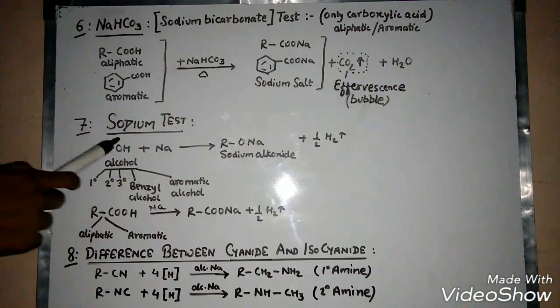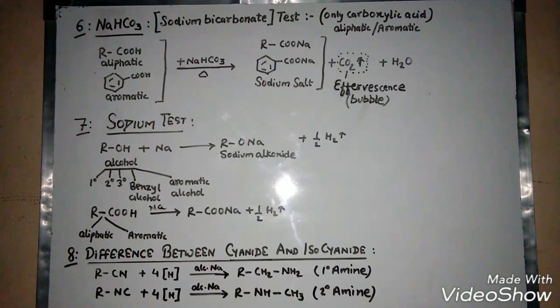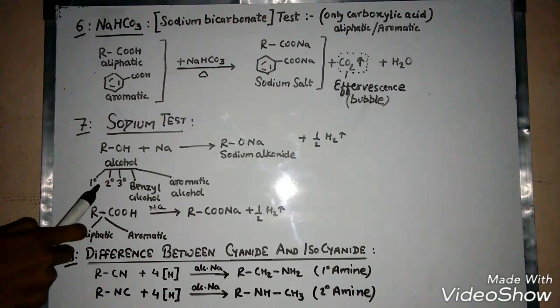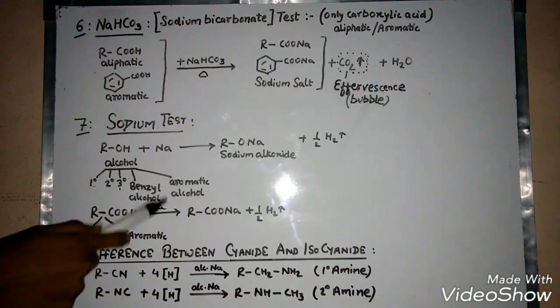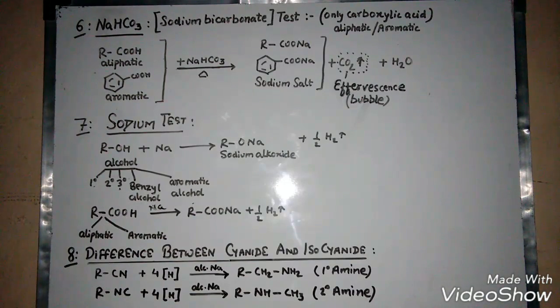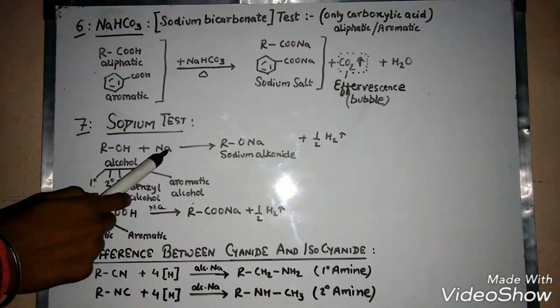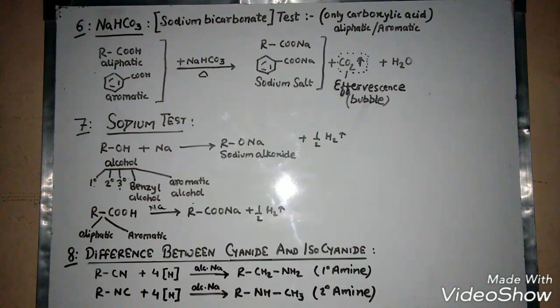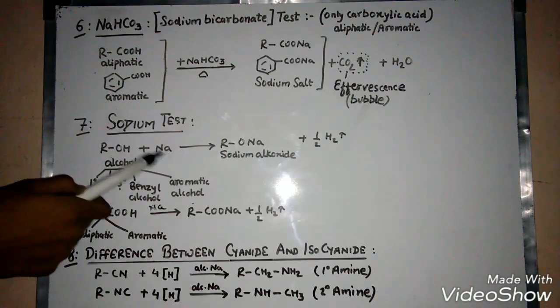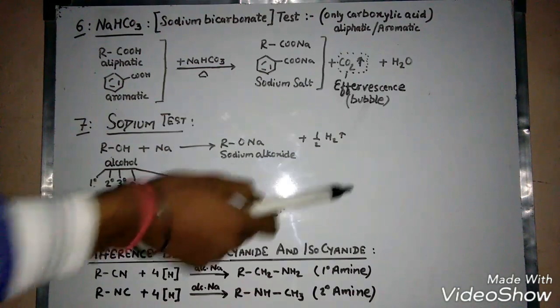The 7th test is the sodium test. This test is given by all alcohols, 1 degree, 2 degree, 3 degree, benzyl alcohol and aromatic alcohol, as well as by carboxylic acids, whether they are aliphatic or aromatic. When they are treated with metal Na, since alcohols and carboxylic acids are acidic in nature, and when an acid reacts with a metal, then H2 gas is released.